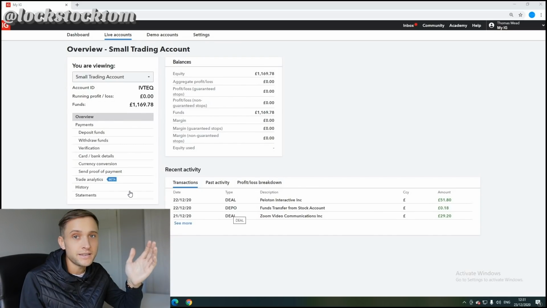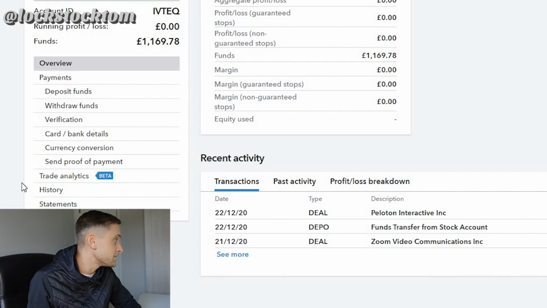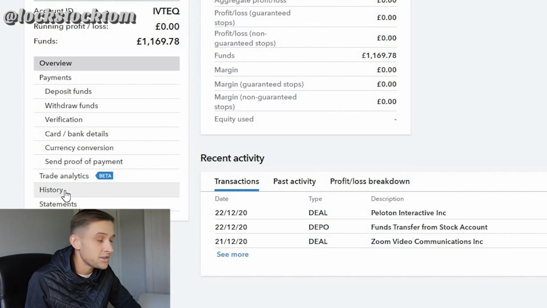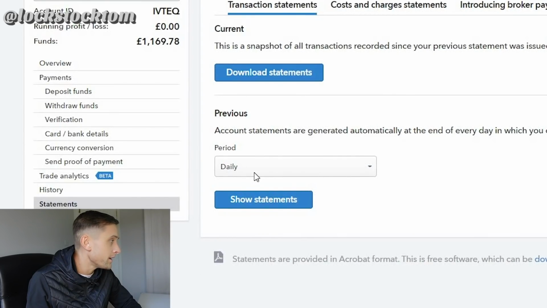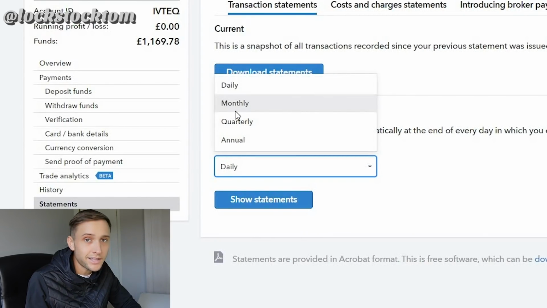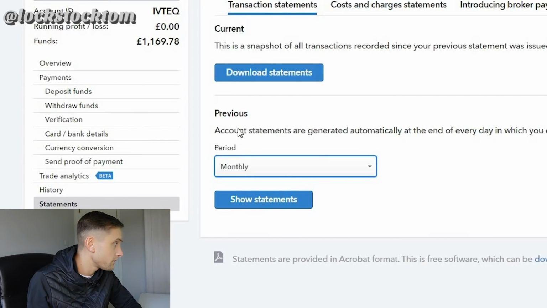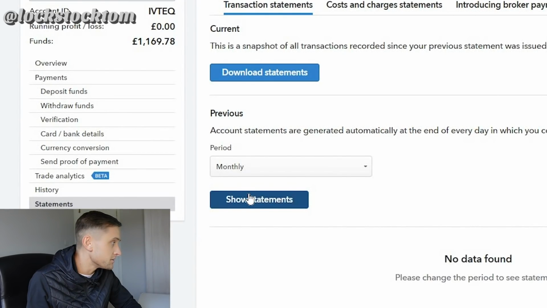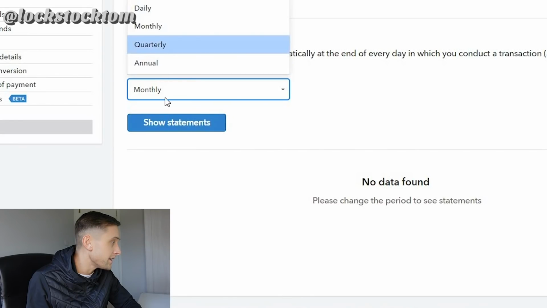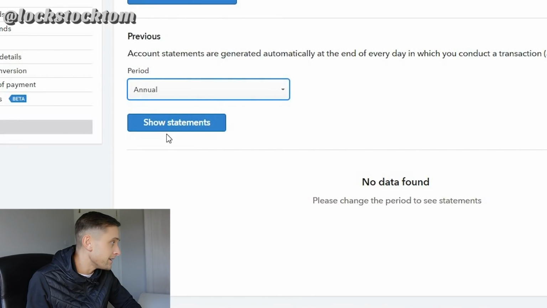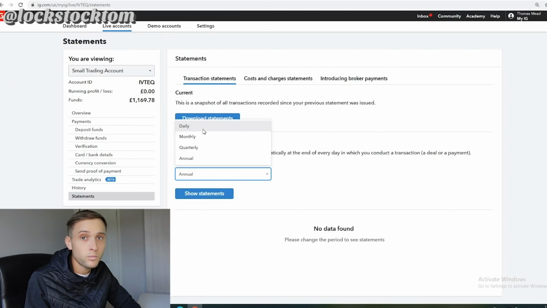Okay, so IG Index are probably not the easiest people to do this with because they don't have monthly statements for some reason. So let's just go into the statement section now. Look, if I try and download monthly statements, it doesn't work. It says no data found. I don't understand why. It's very backwards. Even quarterly, annually doesn't work, but daily works.